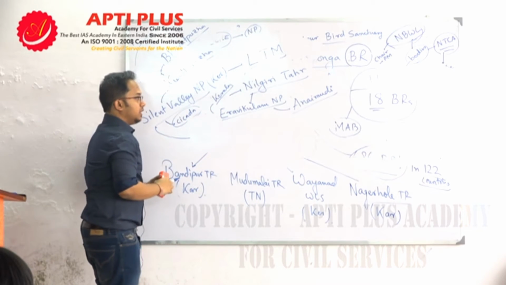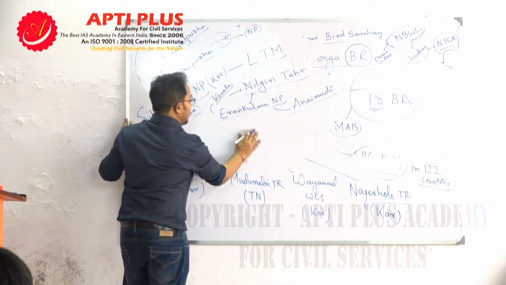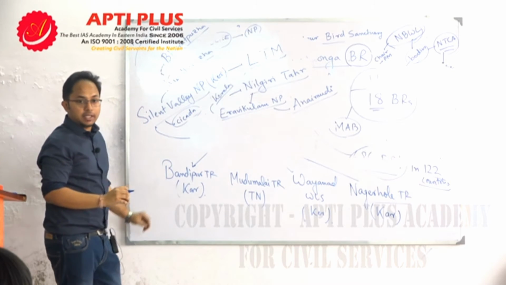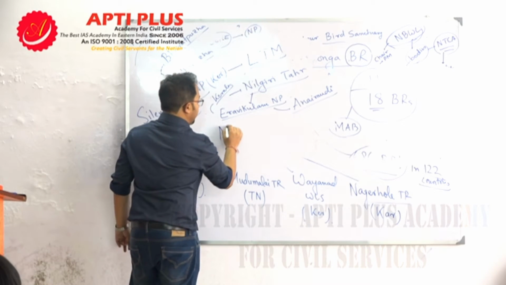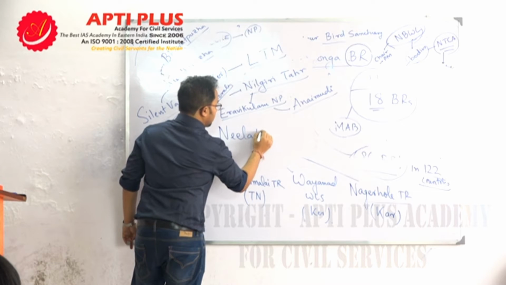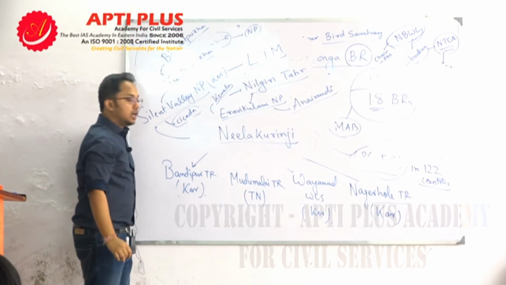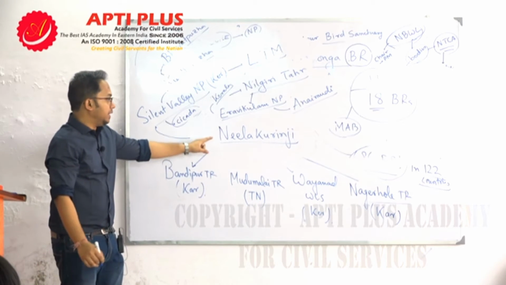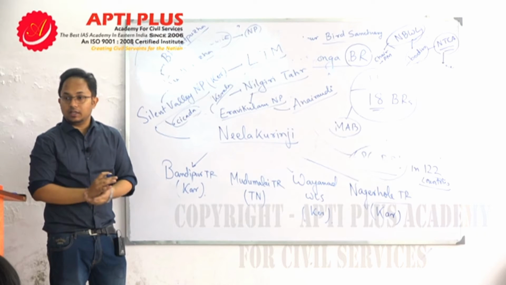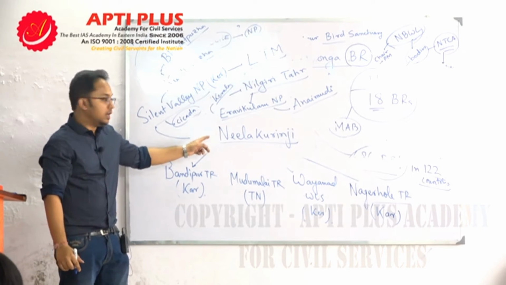अच्छा, नीलगिरी बायोस्फीयर रिजर्व के बारे में भी थोड़ा सा बात कर लेते हैं. What else do we know? This year 2018 was the year when we had the flowering of the Neela Kurinji flower. Neela Kurinji is a shrub, and its life cycle भी 12 years का ही होता है. It will flower only once in 12 years.